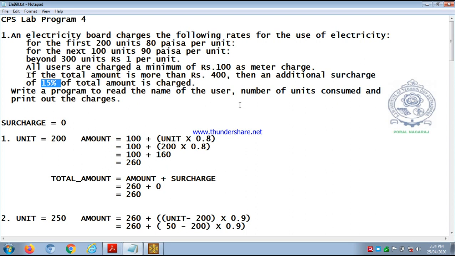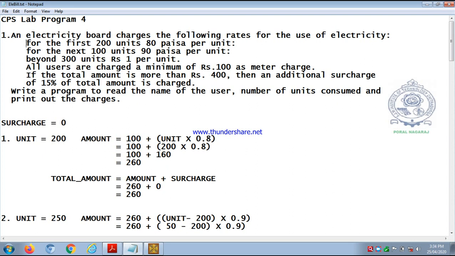To compute this, the program has to be written in C language. So let us try to understand the concept behind it, what is the logic, how to get the logic. So we shall study this. Initially, what will be the surcharge? If the total amount is less than 400 rupees, then the surcharge has to be assumed as 0, no surcharge. So that's why initially we have to assume surcharge as 0.